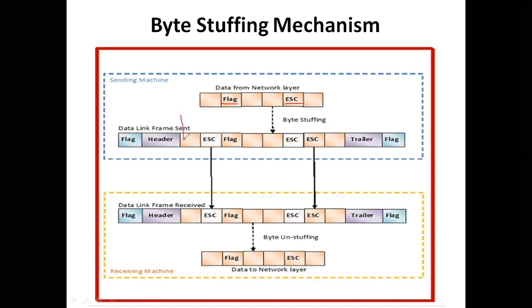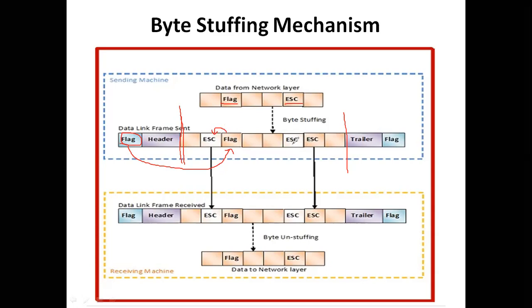See here, starting from here to here, this is the payload field coming from the network layer. But the flag is there, which is considered the start of the frame. So the same flag exists in this payload field. So what do we have to do? If it exists in the payload field, then we insert the escape character before the flag.